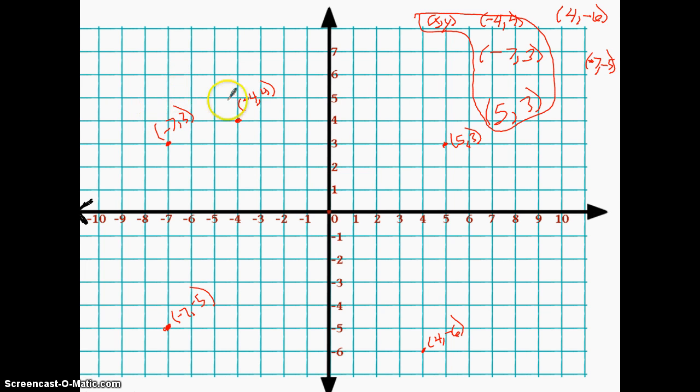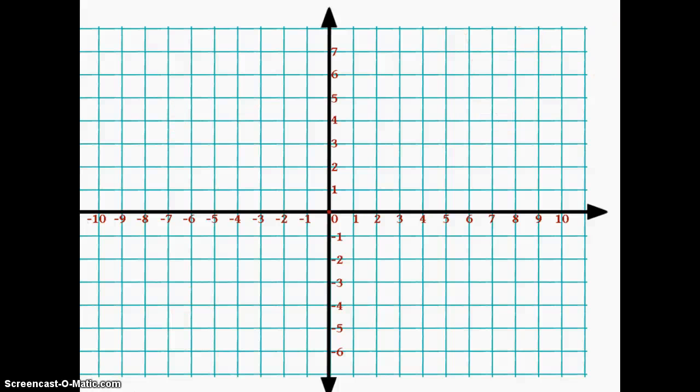Now I'm going to clear my board and put another one up there for you just to see if you can find some of these on your own. This time though, instead of putting coordinates, I'm going to put points, and you tell me what they need to be. Okay, I put a few points on this coordinate plane.